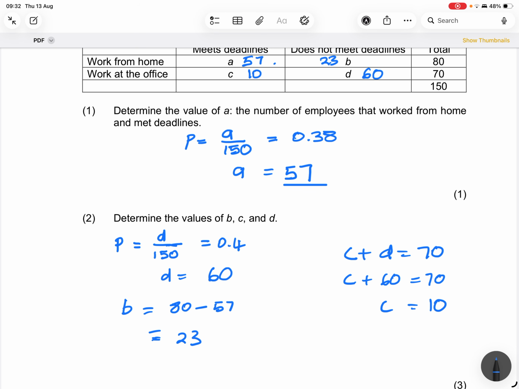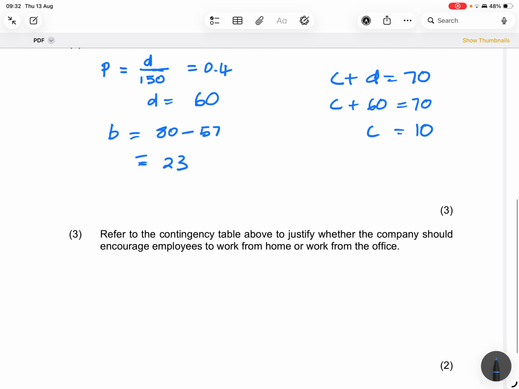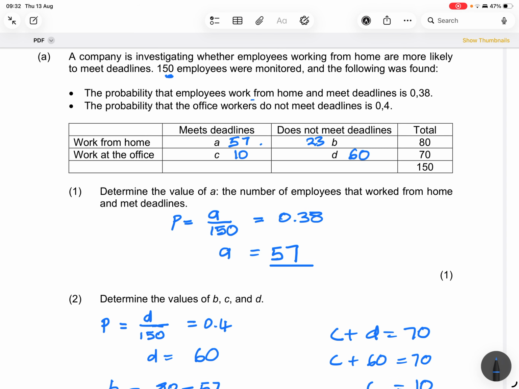Now, on the next question, they say refer to the contingency table above and justify whether the company should encourage employees to work from home or work from the office. Now let's have a look at the data. What does that tell us? It looks like we've got more people who work from home meeting deadlines. I wonder if this is true.